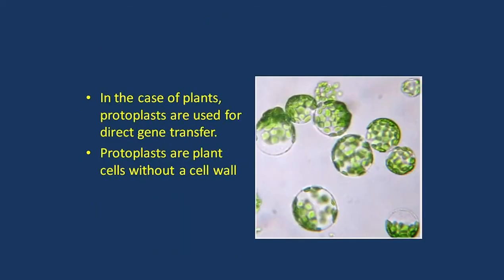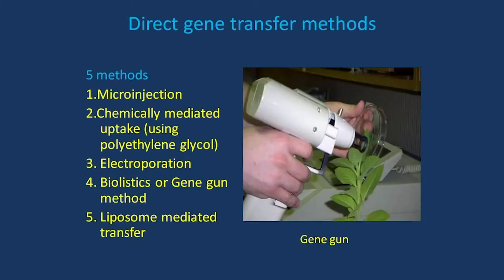In the case of plants, we use protoplasts for direct gene transfer. Protoplasts are plant cells without a cell wall. The cell wall is removed using enzymes such as cellulase, hemicellulase, and pectinase. There are 5 methods of direct gene transfer. Number 1, microinjection. Number 2, chemically mediated uptake using polyethylene glycol. Number 3, electroporation. Number 4, biolistics or gene gun method. Number 5, liposome mediated transfer.